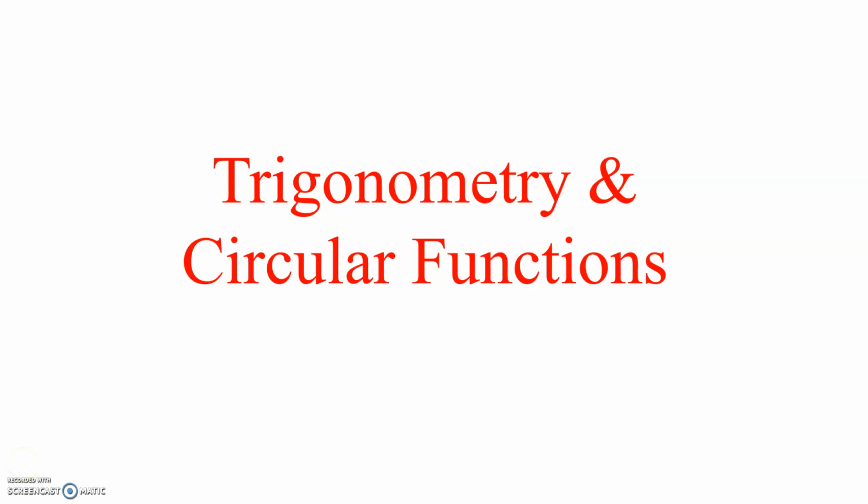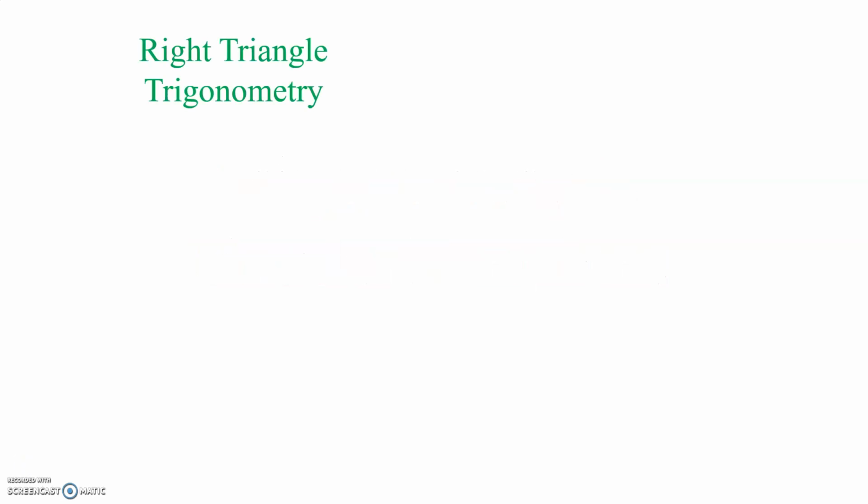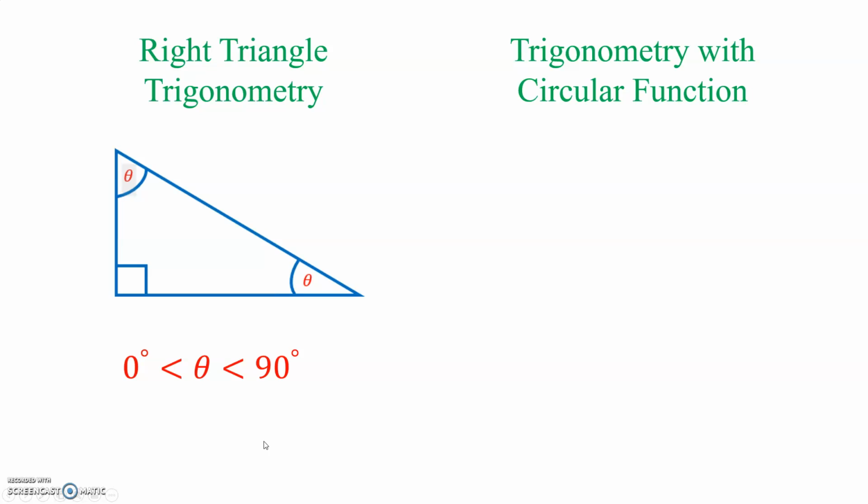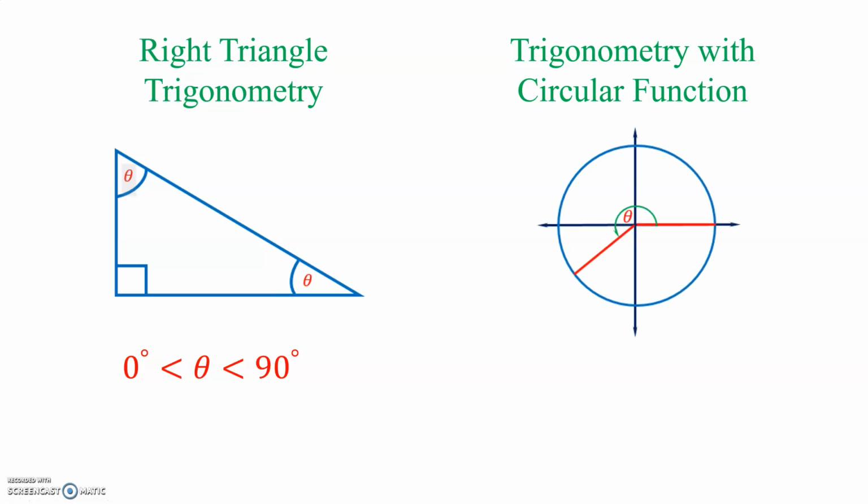In this video lesson, we'll be looking at trigonometry and circular functions. Up to this point, all we've done is right triangle trigonometry, where you're bound by the circumstances of a right triangle, the fact that theta had to be a value between 0 and 90 degrees. When we transition to circular trigonometry, we're boundless. We're working within the Cartesian plane, and theta can be any real number, meaning 0, positive values, negative values.